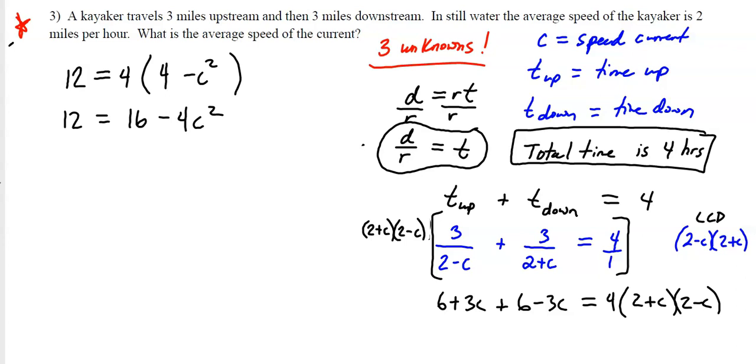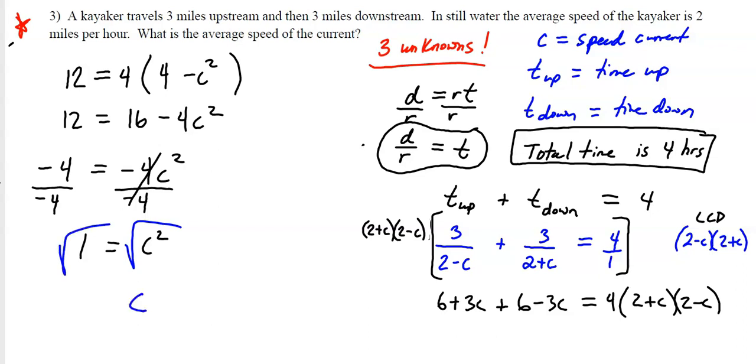And I subtract 16 from both sides, and divide both sides by -4. And I'm going to get c squared equals 1. Take the square root of both sides. And it looks like the current is 1 mile per hour. So pretty slow, chill moving current. So our current is 1 mile per hour.